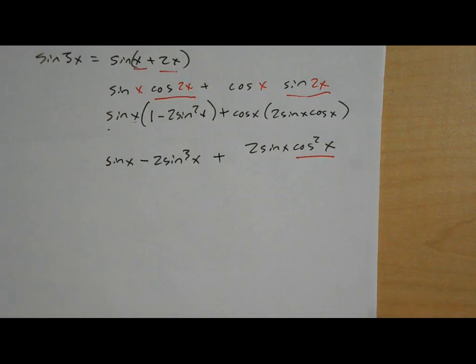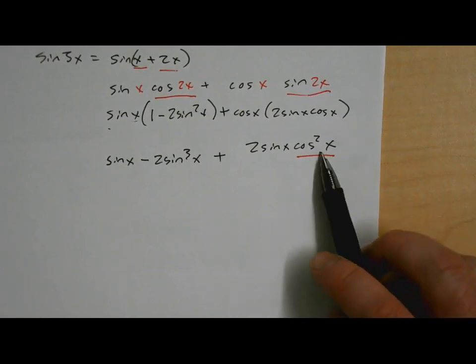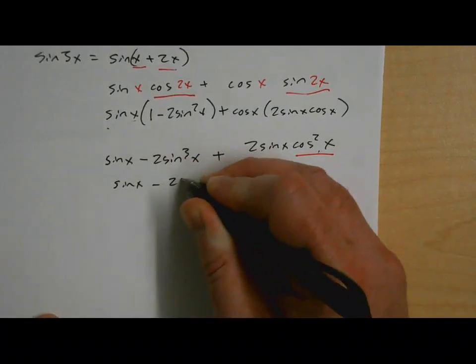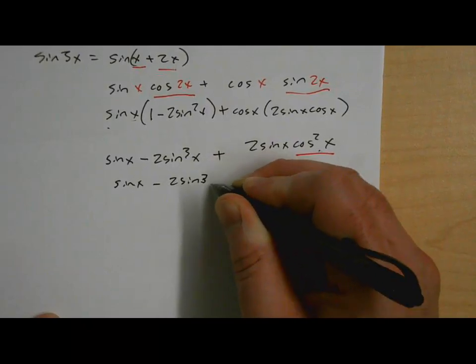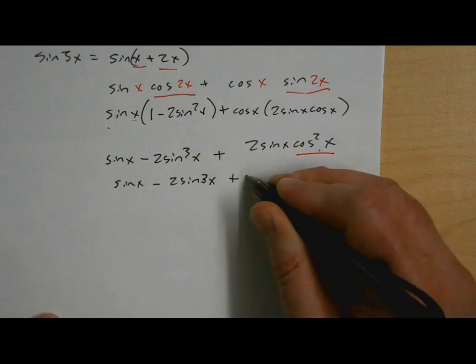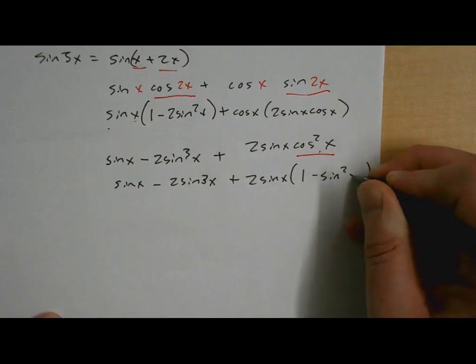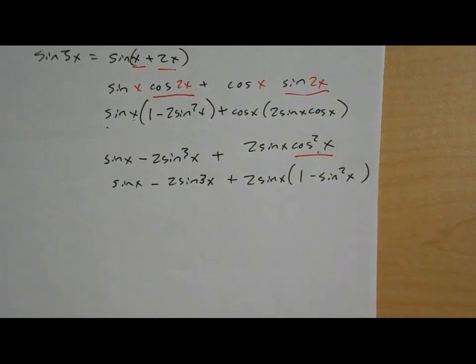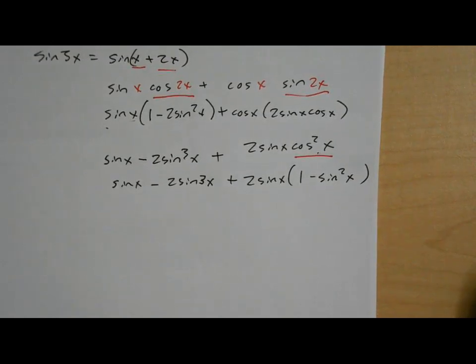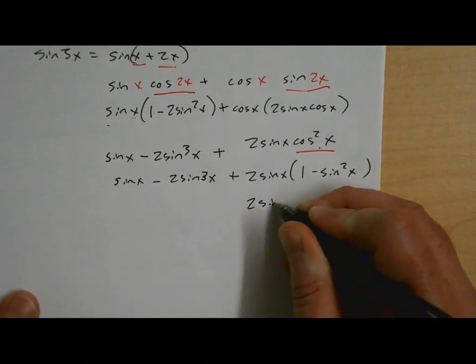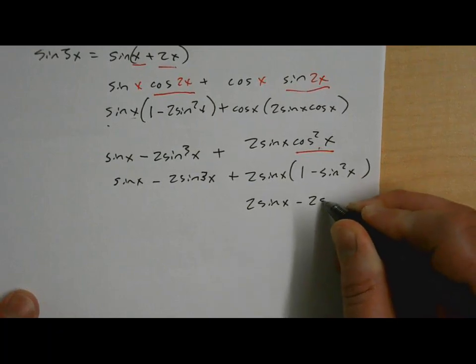All right, that gets us to here, and then we're going to use a Pythagorean identity on this. So this will become sine x minus 2 sine cubed x. There's probably a more efficient way to do this. Cosine squared x is 1 minus sine squared x. That's sine squared plus cosine squared equals 1, but I've sort of rearranged it. And if I multiply that out, we got 2 sine x minus 2 sine cubed x.